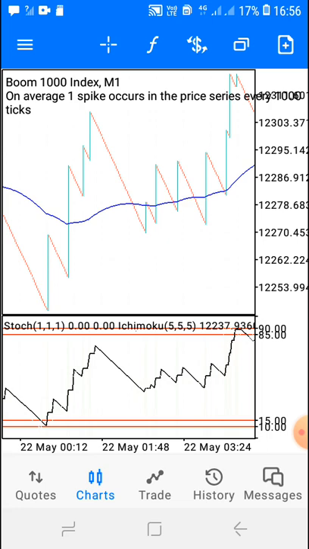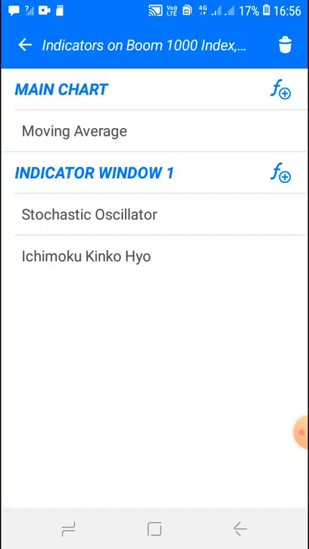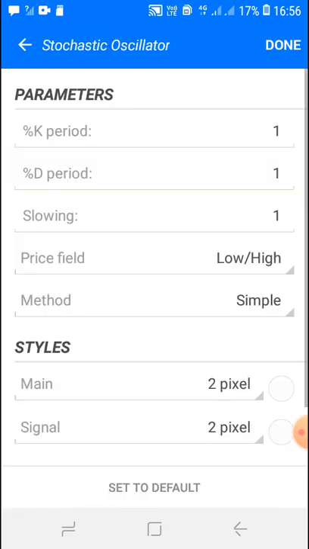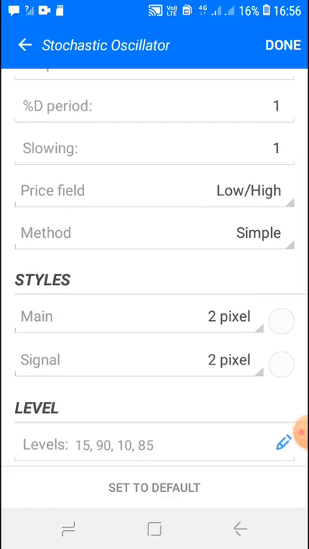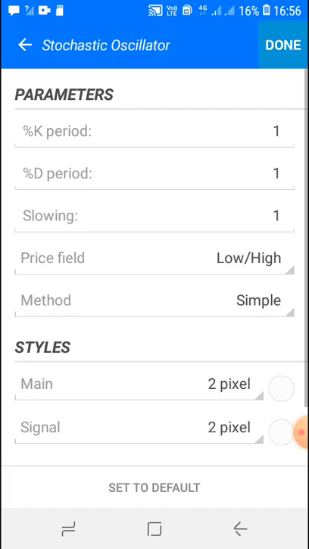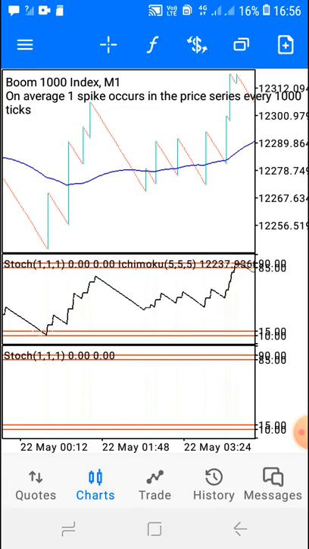So what you're going to do now is click on the F plus button again. You click on main chart. Over here you add your stochastic. Right now you're going to make sure that the parameters stay the same. The K period should be 1, D period 1, slowing 1, price field low/high, method simple, style 2 pixel white, levels 15, 90, 10 and 85. You click on done.